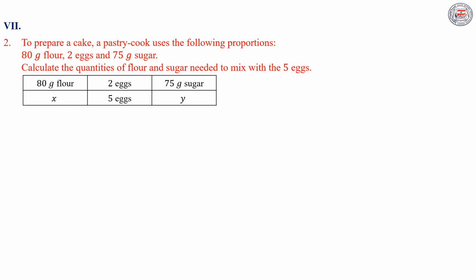You can see that this table is the same table as the one in part 1. So we can directly use the results of part 1 to deduce that x is equal to 200 grams of flour and y is equal to 187.5 grams of sugar.